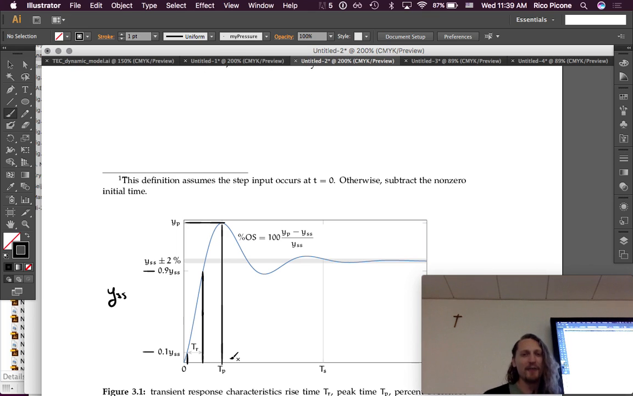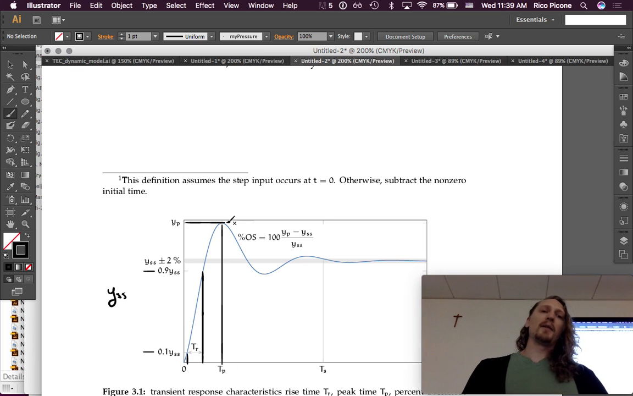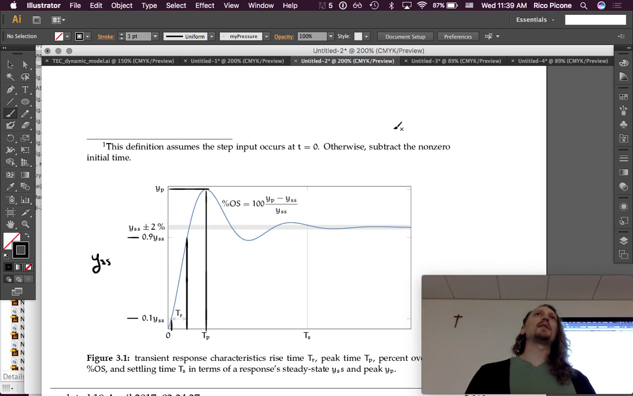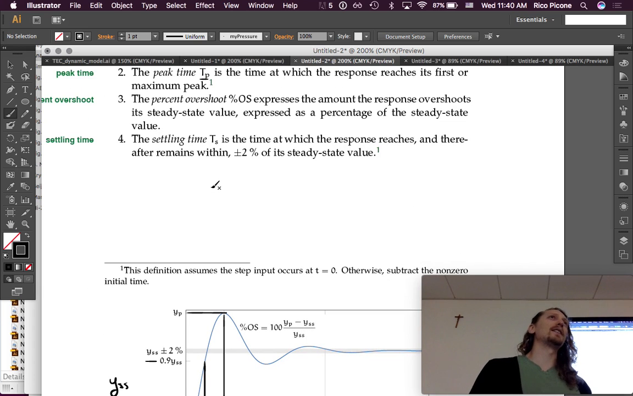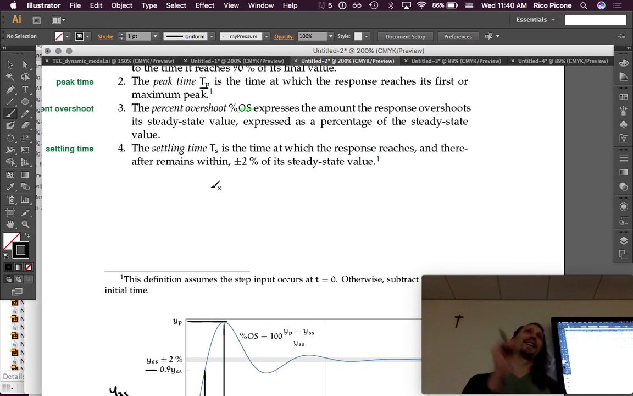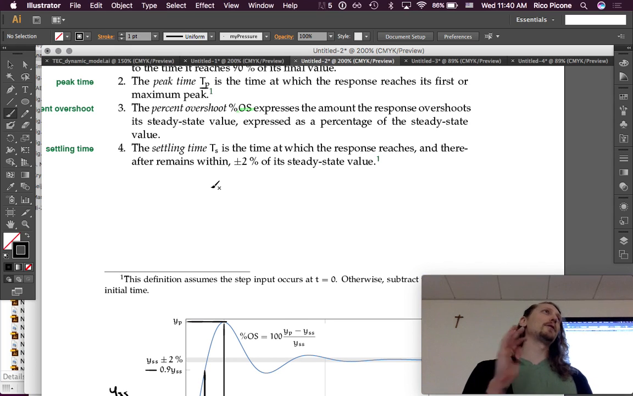So, we have ourselves a peak time as well. And notice that we're kind of hedging here on this definition. Say, first or maximum peak. It just so happens that much of the time, we have systems where the first peak happens to be the largest peak. That's usually the same thing. If that's not the case, if your second peak is the highest peak, then you have to decide which way to go with your peak time definition. To my knowledge, there's no real good convention on that. You can just define it. It's like, this is the second peak. Just say it. Just be clear about it. Okay. So usually you don't have to worry about it. Usually they're the same peak.